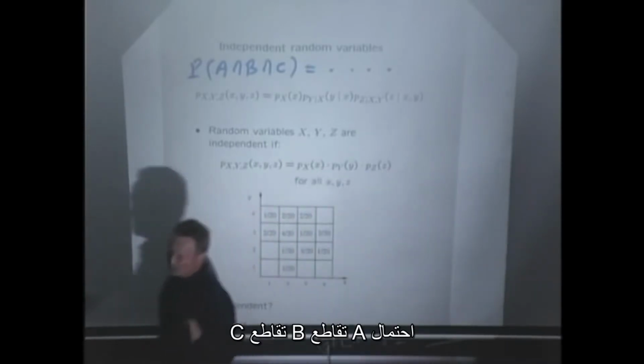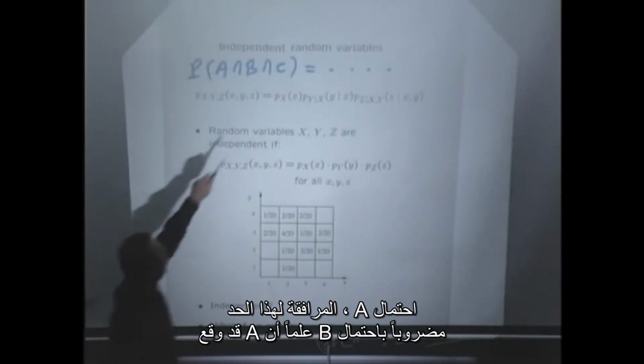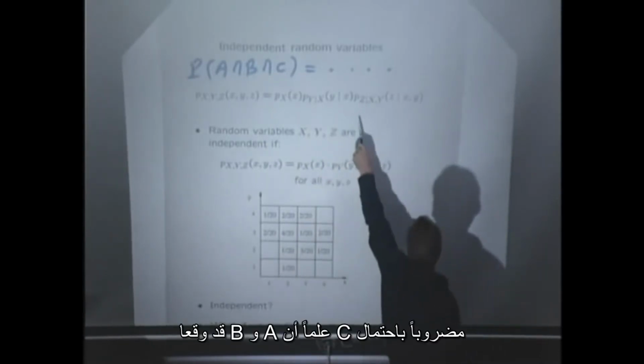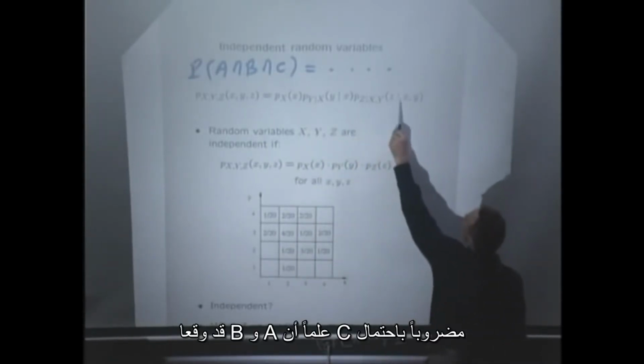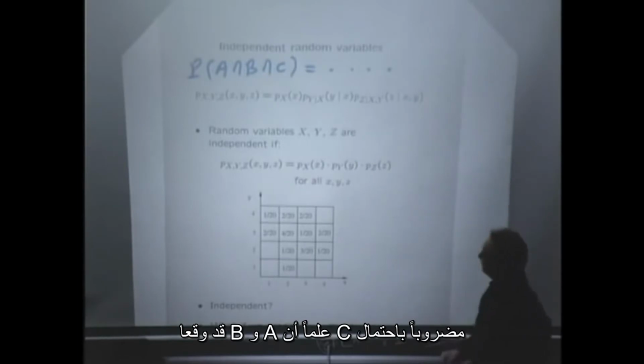So this is just the multiplication rule for 3 events, which would be probability of A intersection B intersection C equals, you know the rest of the formula. You just rewrite this formula in PMF notation. Probability of A intersection B intersection C is the probability of A, which corresponds to this term, times the probability of B given A, times the probability of C given A and B.